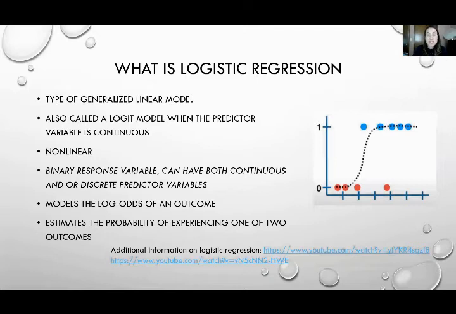And so you can see in this graph here, on the x-axis, we have a predictor variable that is, in this circumstance, continuous. And then on the y-axis, we have a binary response variable. So that could be something like male or female. For my purposes, I had a binary response variable of contaminated or not contaminated.